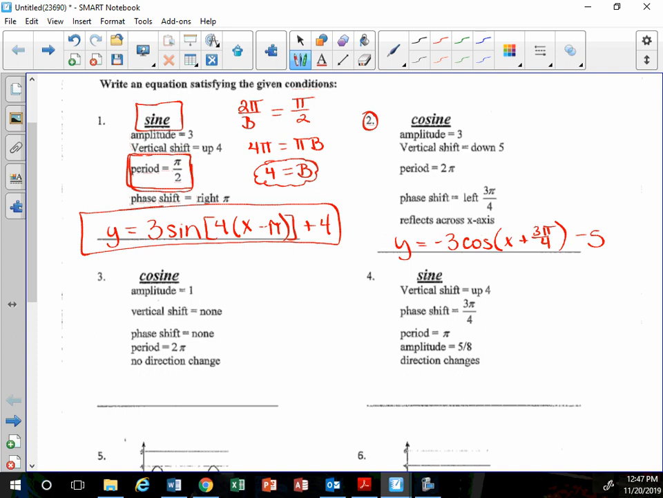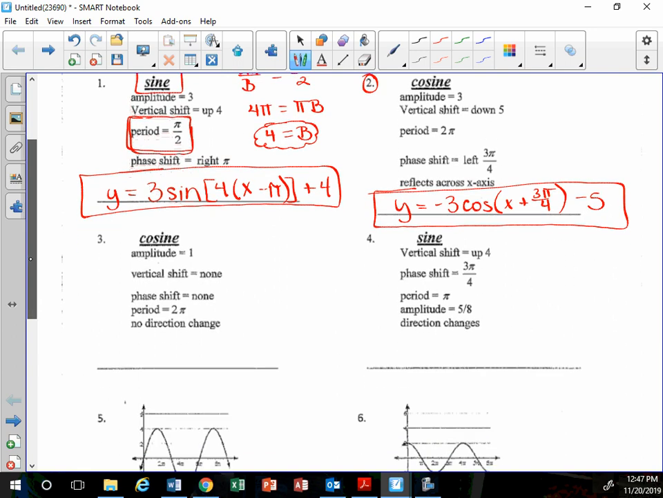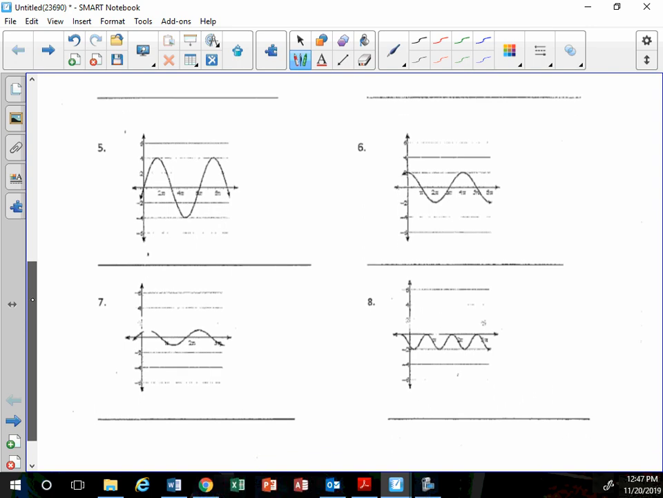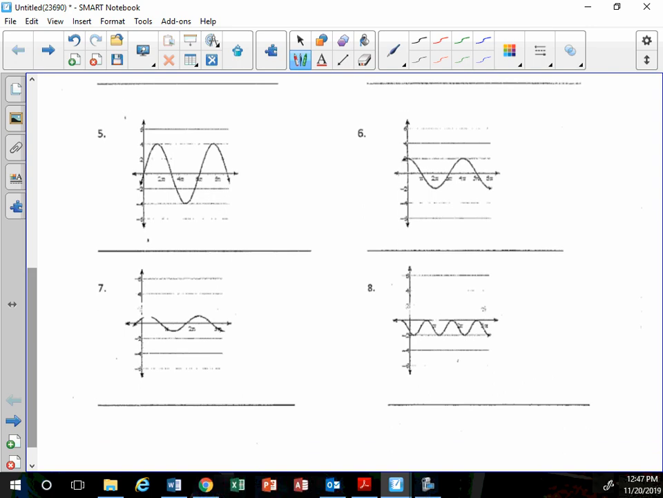Okay, let's jump down. And now we're going to do this from a graph. So now you have to come up with the information. So let's look at number 5. We need to find some things. You basically need to find everything that was listed for you up above.